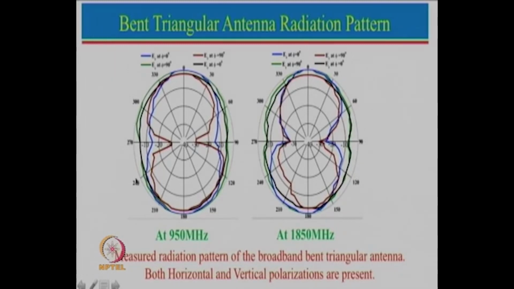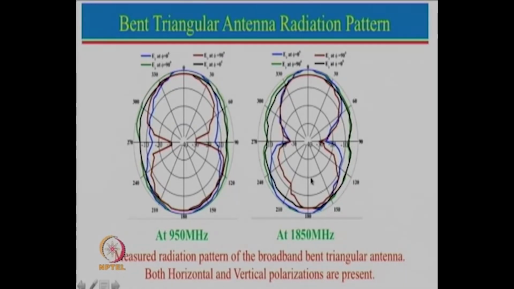And one can also see that the pattern is relatively symmetrical. Now this is the pattern at 1850 megahertz. So you can see that the pattern is relatively symmetrical. One can actually say that this particular antenna has both horizontal as well as vertical polarization. So this antenna can also be said to be a polarization insensitive antenna.